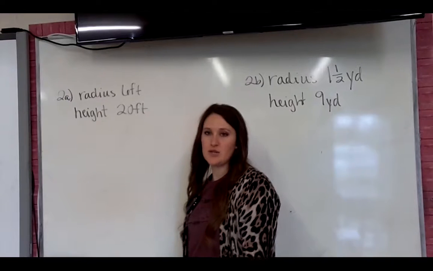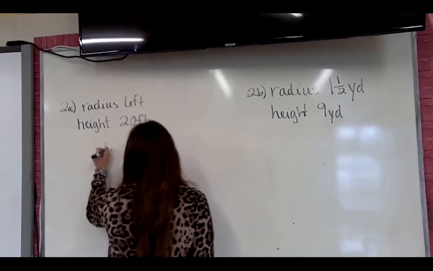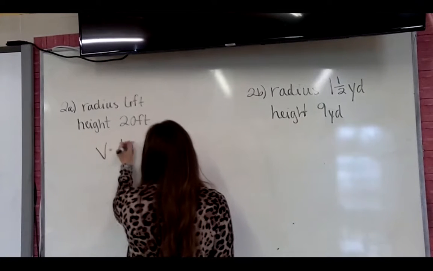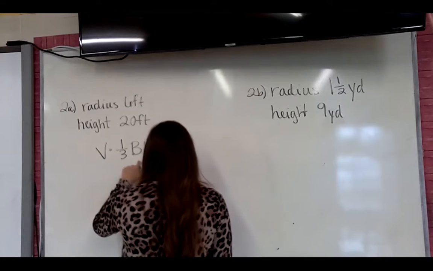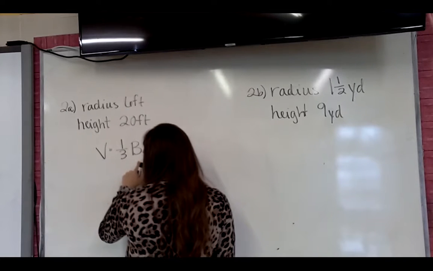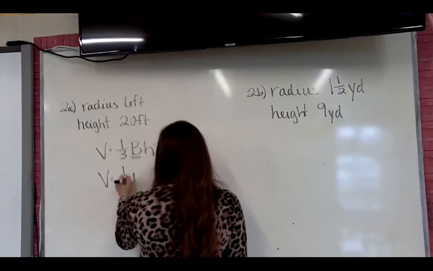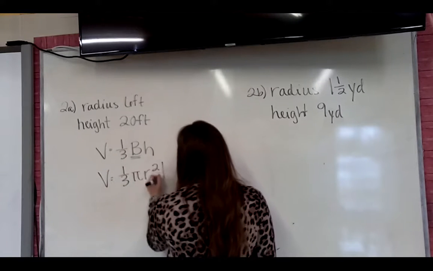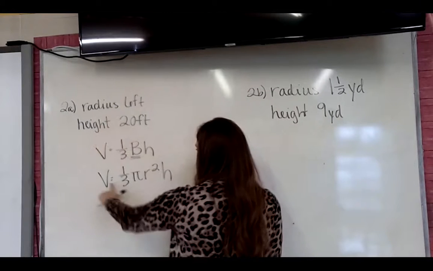On 2A and 2B, we are finding the volume of a cone. Our volume still starts out 1/3 big B times H. Big B on a cone means area of the base, which is a circle. So our big B becomes pi r squared. Then I still have H. So we take this information we're given and plug it into this.